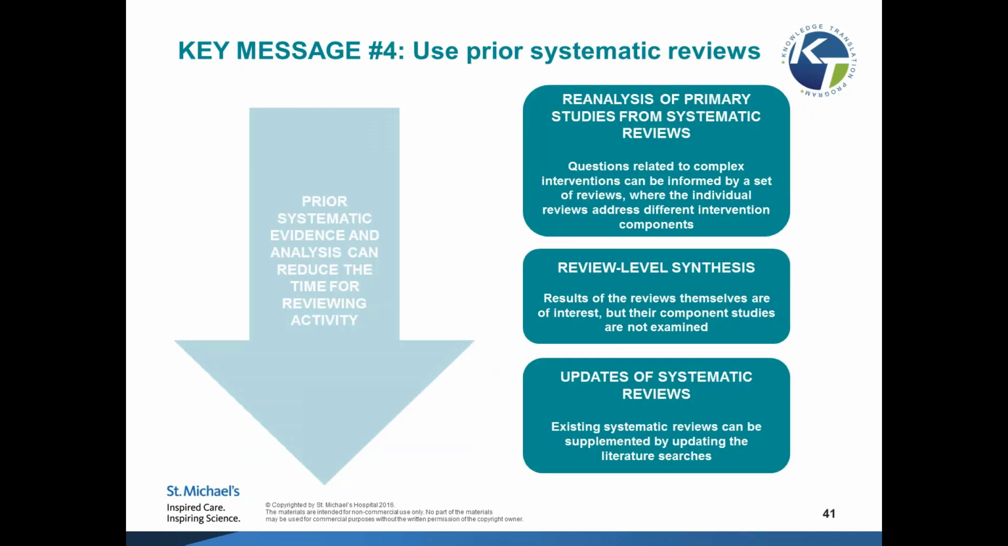So again, some rapid reviews use prior systematic reviews. So they could either do a reanalysis, they could do a review of reviews, or they could do an update. So this again may reduce time. So if you're a rapid review center just starting out, then these are some different techniques that you can think of using to provide your knowledge users with some information for their decision-making needs.